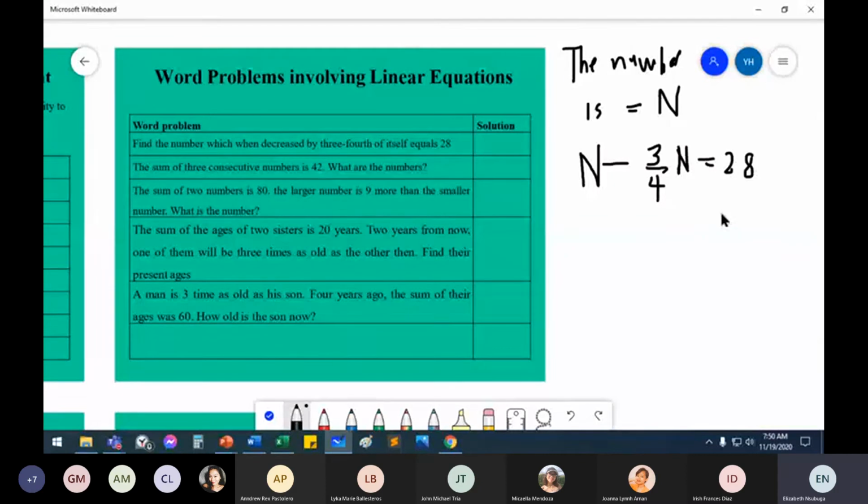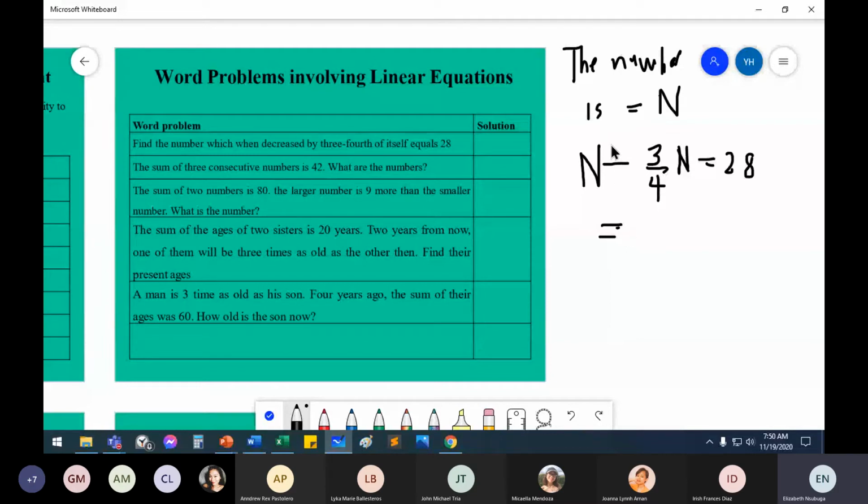Now, this question is asking me to find that number. The number is a variable. I need to find what n is. So n is a whole, and 3/4 is a fraction of n. So it is like you're saying n minus 3/4 n. What will be the answer here? Students, what is the answer? n minus 3/4 n is... okay, it's good.